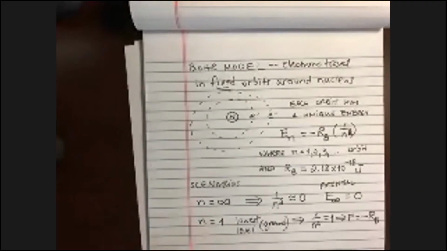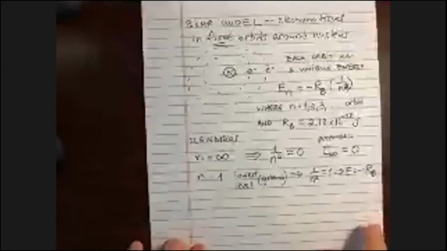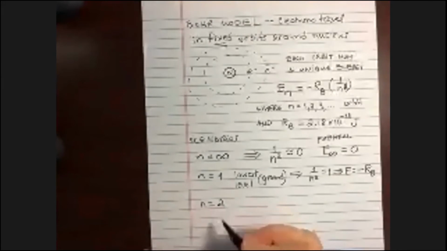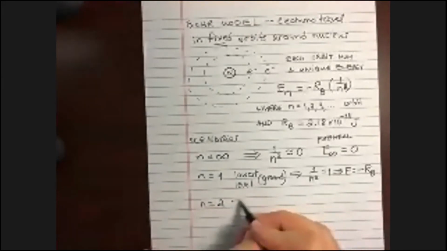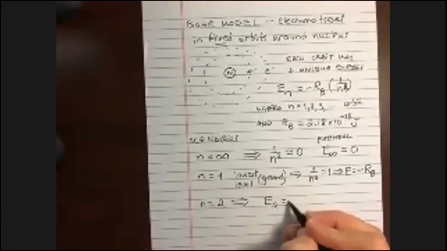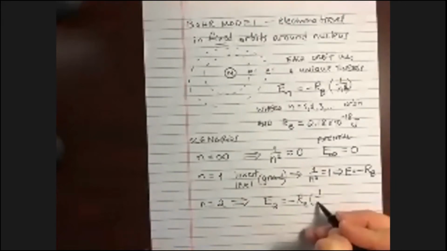Let's try n equals 2. Okay, let's try n equals 2. So that means that the energy for orbit 2 would be minus this constant times 1 over 4.